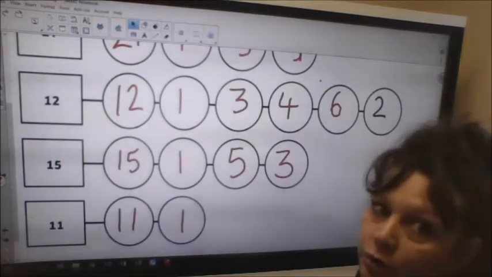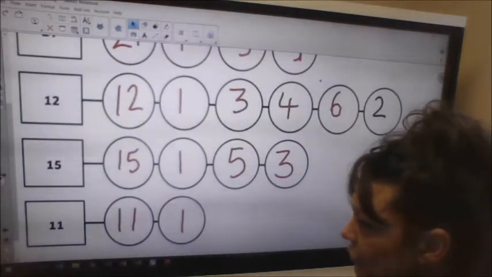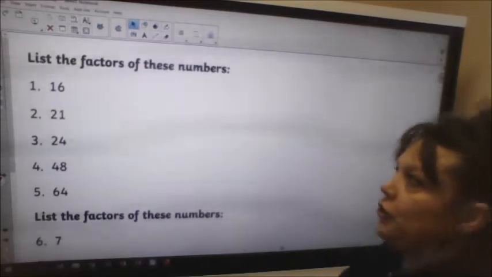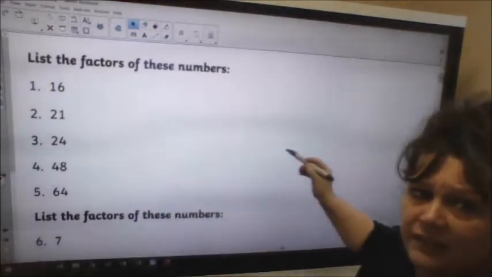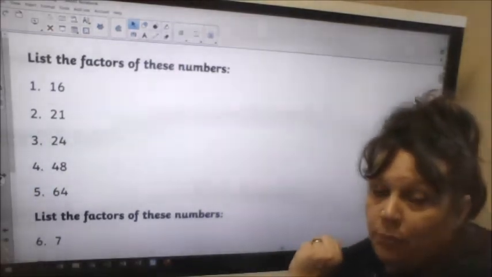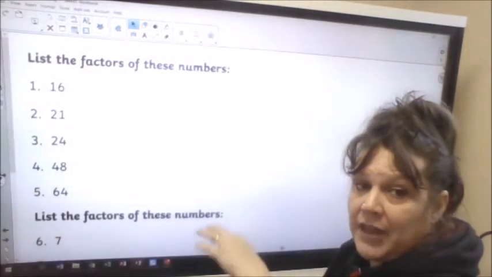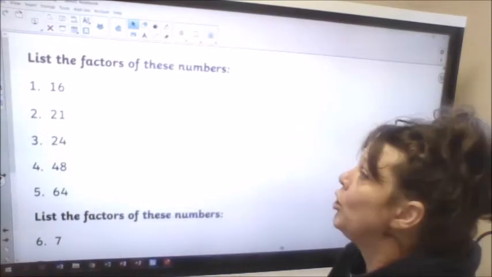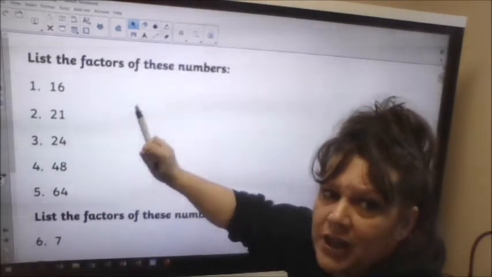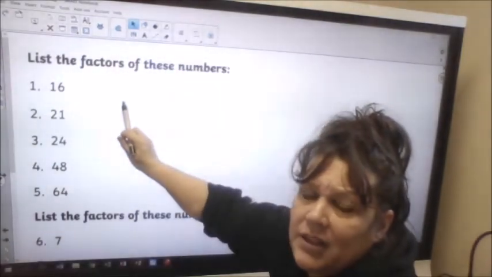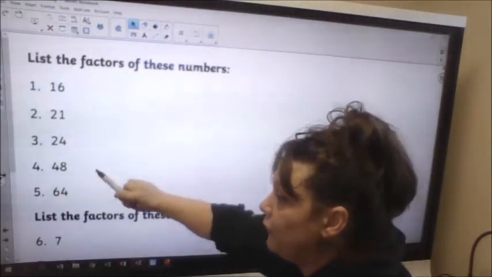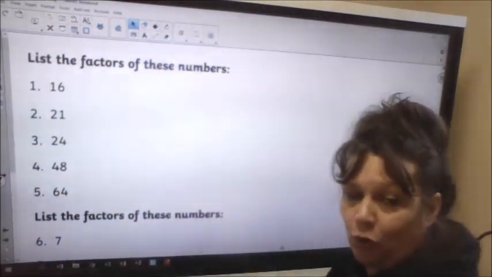Okay, so moving on. Let's have a look then. You've got this first task here. So in your purple books, in a moment, you're going to pause the video, and then just like I did on the page before, you are going to list me any factors of 16. So think about, where does 16 appear in the times tables? Same for 21, 24, 48, and 64.